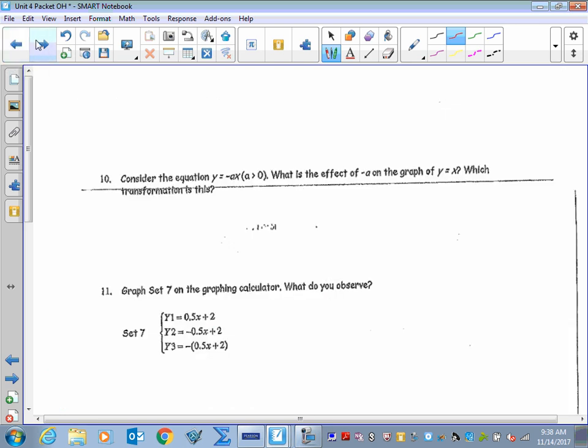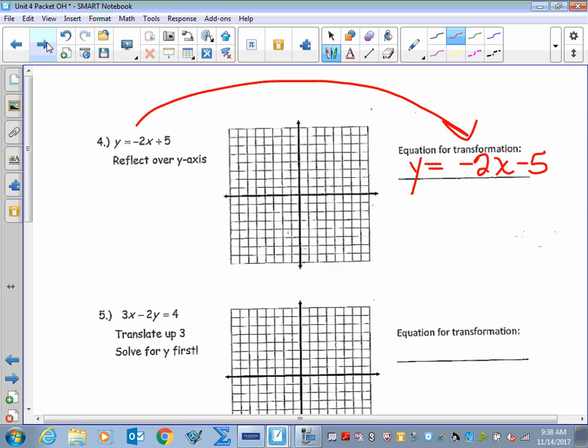Alrighty, so I'm not changing the y-intercept. What am I changing? Right, I'm changing the slope. So what is the correct answer? Positive 2x plus 5. Is that correct? Right, so actually the y-intercept stays the same. You do change the sign of the slope.